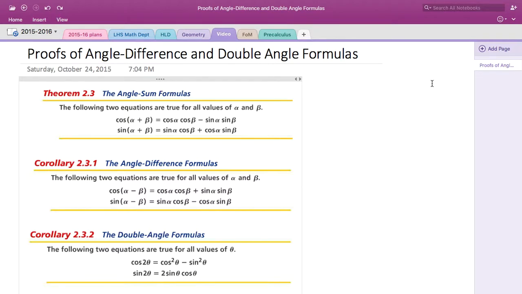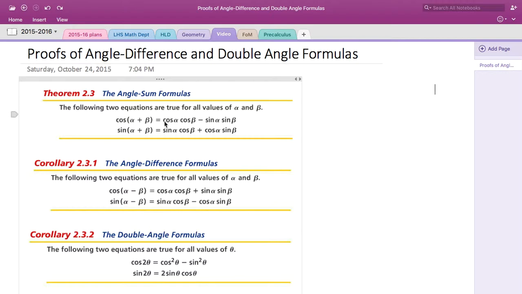Okay, this video is to go over the proofs of the angle difference and double angle formulas. In the previous videos we proved the angle sum formulas, and now we're going to go over the angle difference formulas. The only difference between these two formulas is that instead of having plus beta on the left side of the equation, we have minus beta, because that's the angle difference formula.